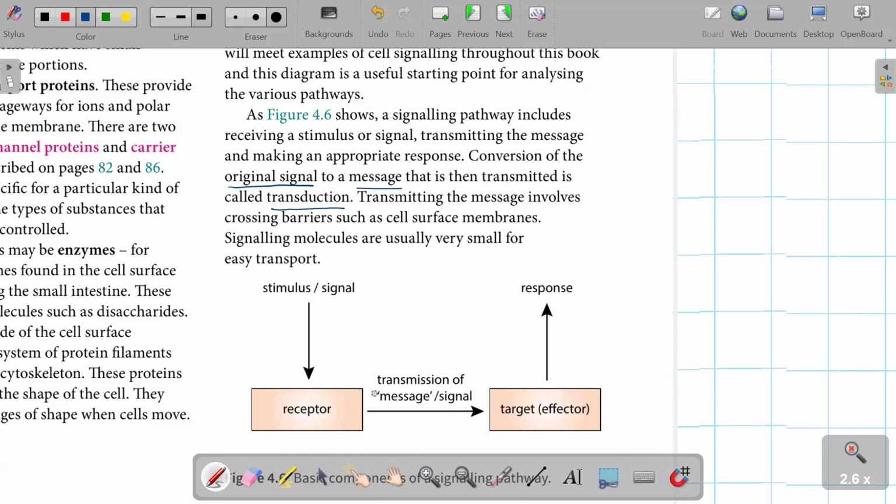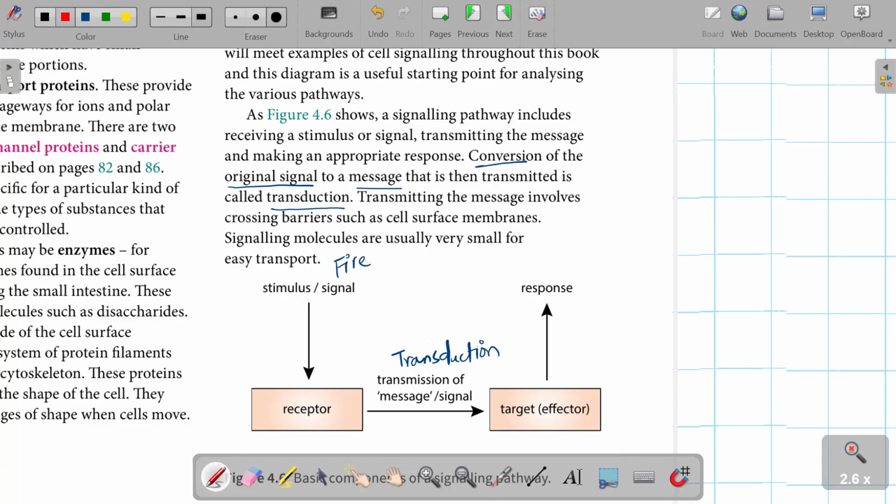Similarly, the original signal was the fire maybe, but the fire is not passing in your body, the signal is passing. So the original signal is converted by the receptors, and this transmission is known as transduction. Are you clear? What is transduction?